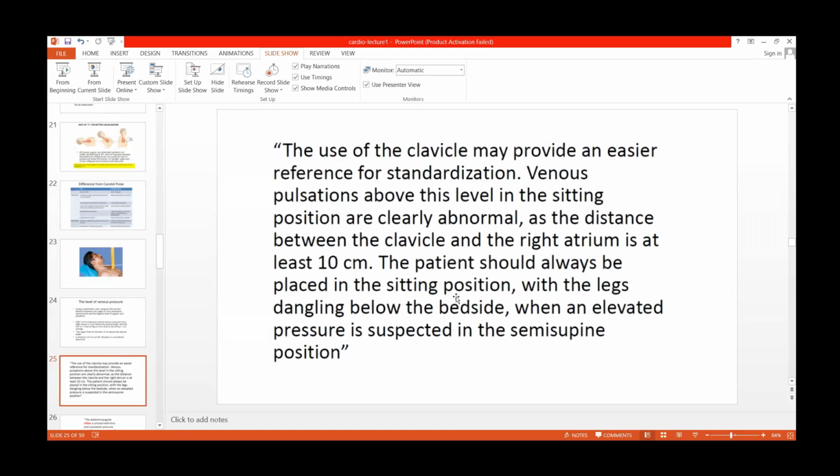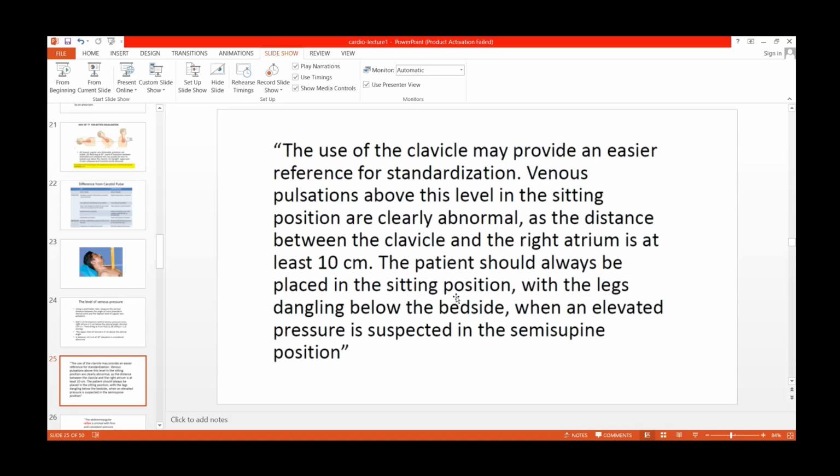I am skipping this slide because I have already said it. You can also measure the JVP in sitting position. Actually, during our DM period, our teachers used to tell that JVP should be seen in sitting position. This is a new concept, and also you can check this at 45 degrees. Maybe it is for your exam.